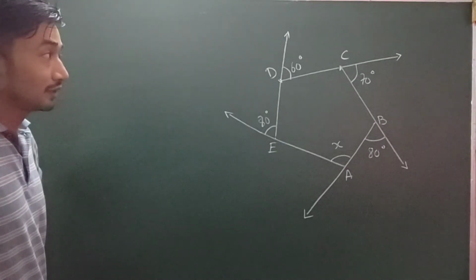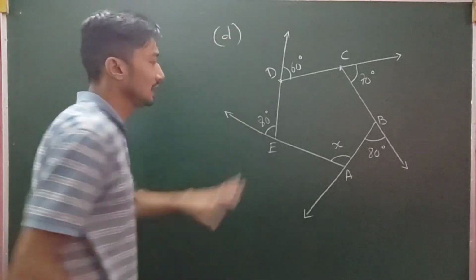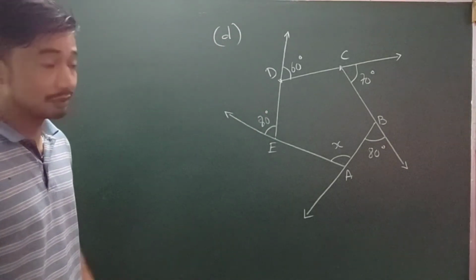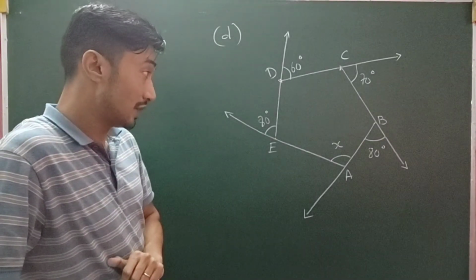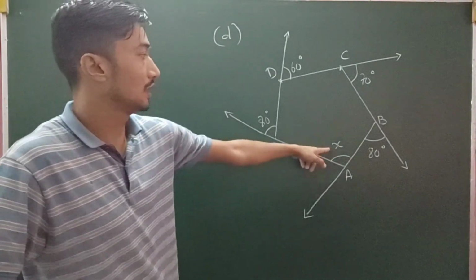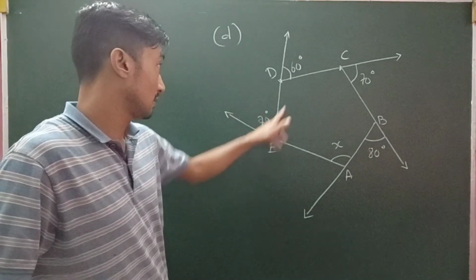Now, this is a very different question, a very good question, of course. Why? Did you see anything that is different here in this particular question? Of course, we have to find out x, but where is x? X is inside or outside? Check. X is inside, whereas the angles that are given to us are outside.